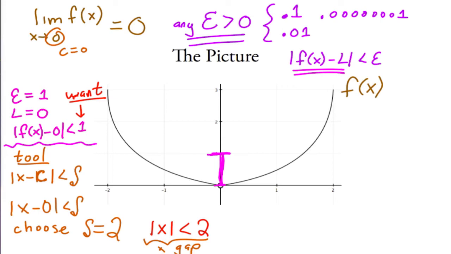So the distance between x and my c, which is right here, 0, is equal to 2. So that means that this is my x gap. So what you want, given this choice, is the distance from the function to the limit to be less than 1.